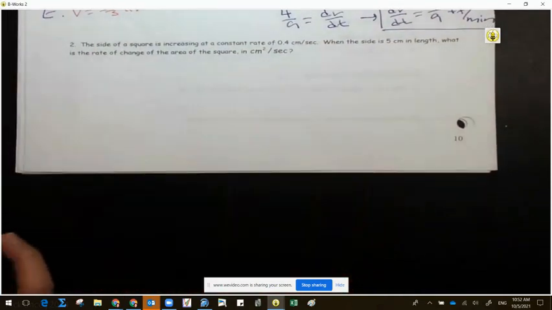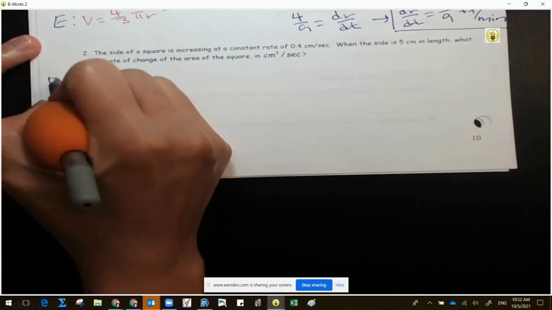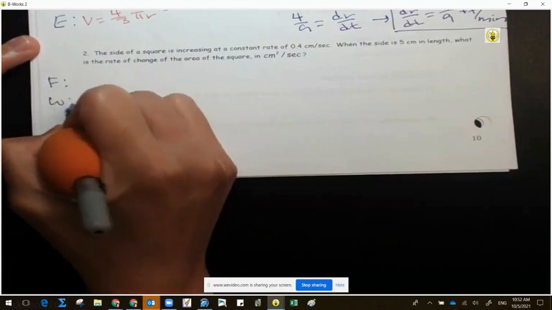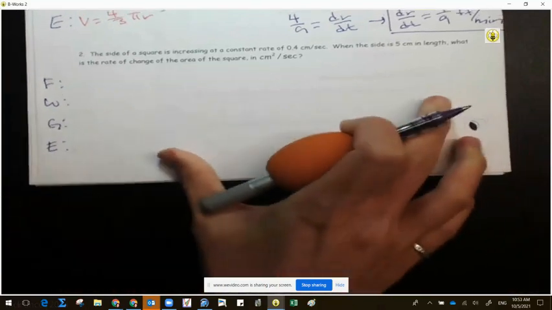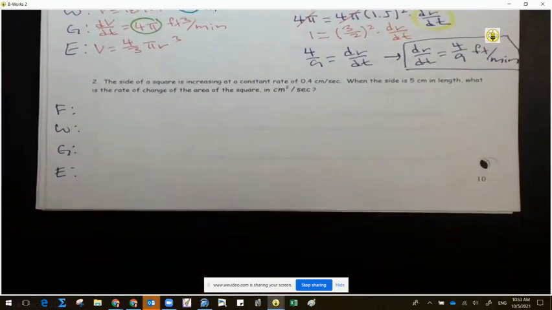All right, let's move on to number 2. So on number 2, I want you to decide with your neighbor: what part is my F? What part is my W, G, and E? And if you mess up, that's okay, because I'm going to go over it with you. Talk to your neighbor.